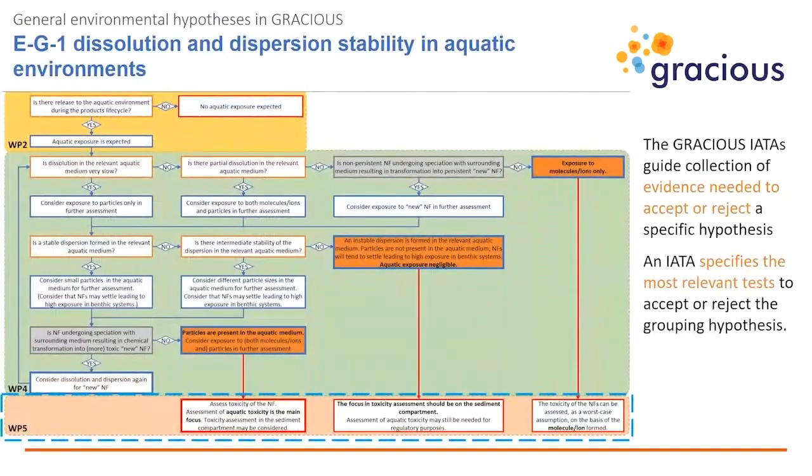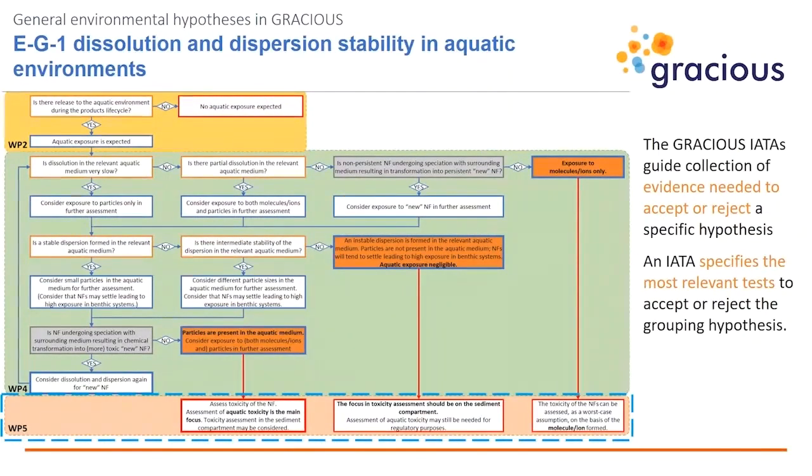I'm going to use EG1 as an example of this. Now, this was the hypothesis which delivers various grouping outcomes based on the balance between the dissolution rate and the dispersion stability of your nanoforms in the aquatic environment. Now, the Gracious IATA guides collection of the evidence that you need to accept or reject this grouping hypothesis. And importantly, that IATA specifies the most relevant tests to make that decision.